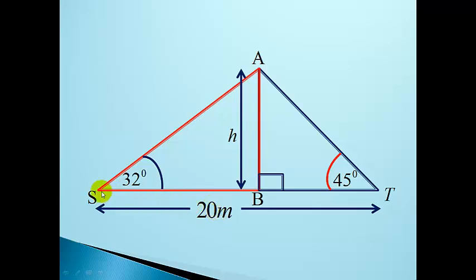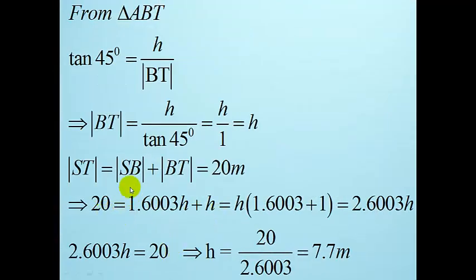Now we've calculated the distance from S to B, and we have also calculated the distance from B to T. So when we add the distance from S to B and the distance from B to T together, it must be equal to 20 meters. And so the distance SB gave us 1.6003H, and the distance BT has given us H, so we have plus H. So 1.6003H plus H is equal to 20.